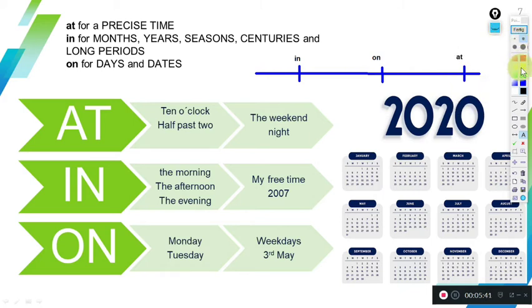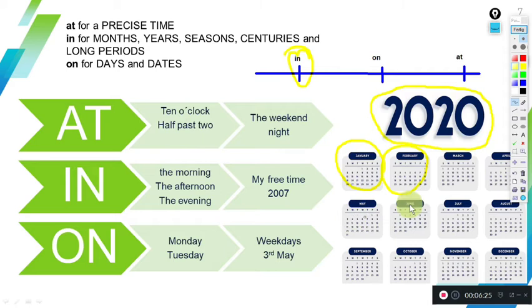En el caso de in, al emplearse con fechas generales, vamos a hablar de periodos largos. Es por eso que in, we're going to use with years. For example, in 2020. ¿Qué otro periodo largo tenemos? Tenemos en este caso meses. In January, in February.